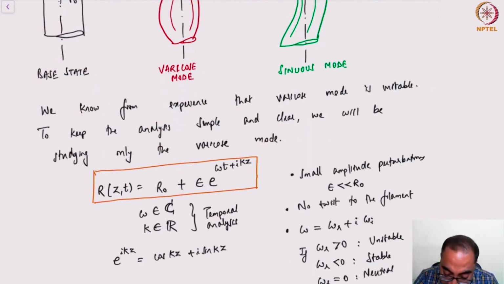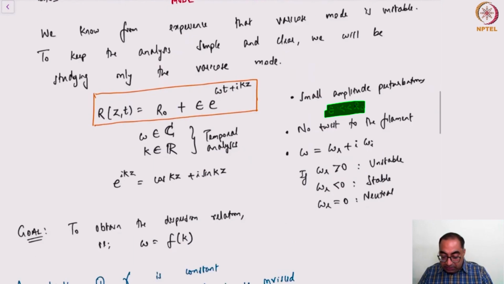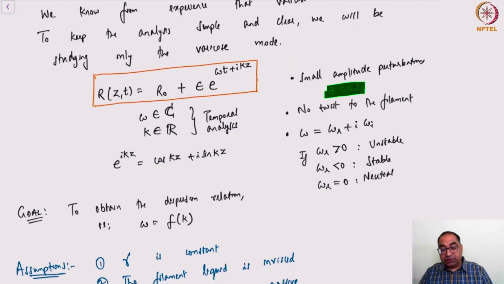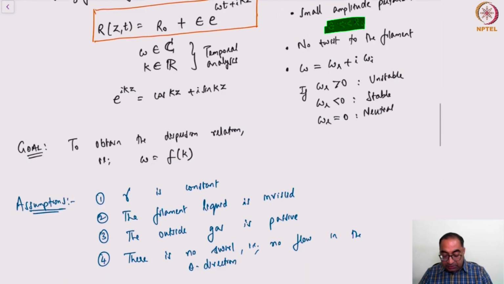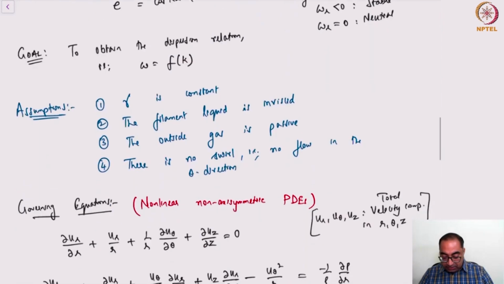We said epsilon is very small, so it's a good idea to highlight that. So for us, epsilon is very small. Omega for us is a growth rate. It's a complex growth rate. If the real part of omega is positive, then we have an unstable scenario. And if the real part of omega is less than 0, we have a stable scenario. And the goal is to obtain the dispersion relation, that is the relation between omega and k.